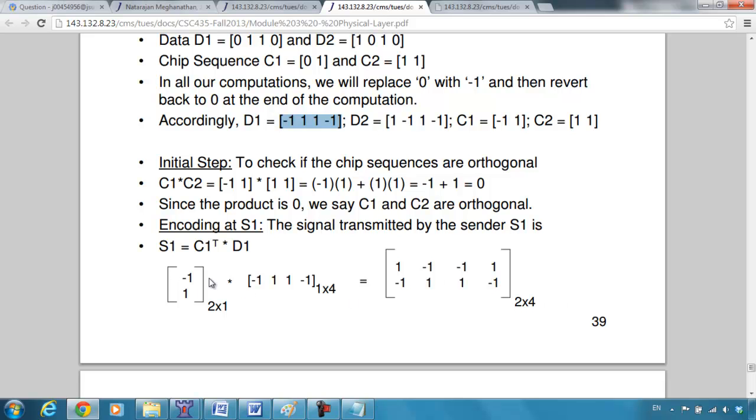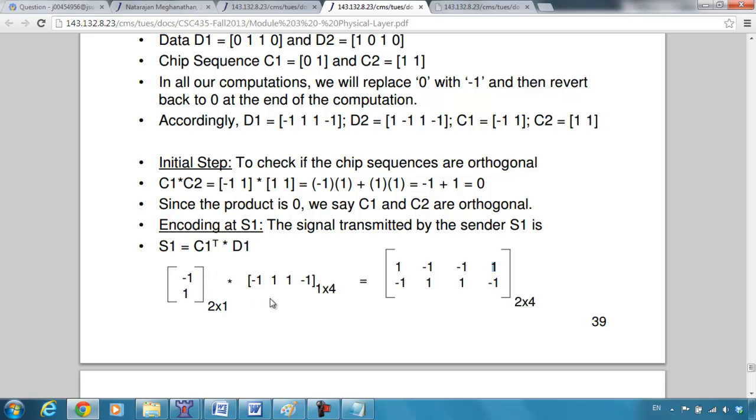So you multiply. To get the first row, you fix the first row in the first matrix and multiply with each of the columns. So first row, -1 multiplied with -1 is 1, and then -1 multiplied with 1 is -1. -1 multiplied with this 1 is -1. And -1 multiplied with -1 is a 1 here.